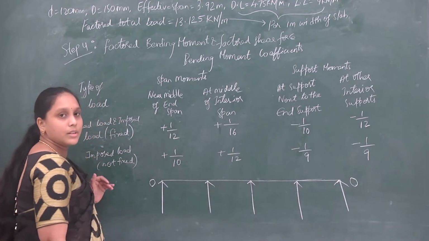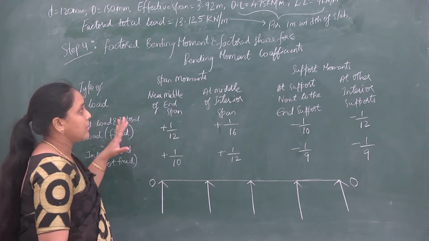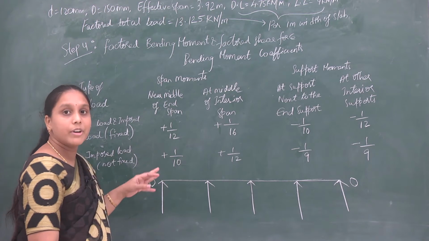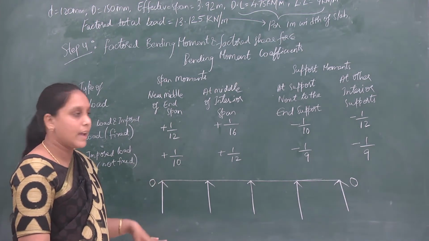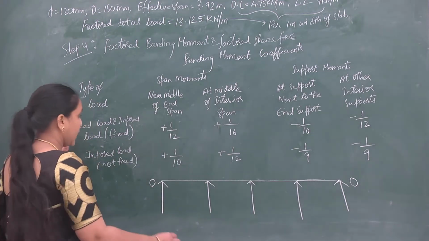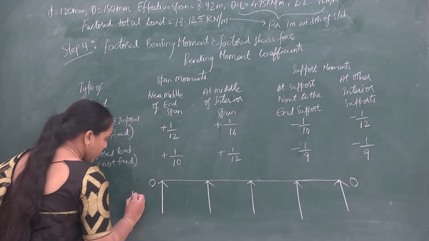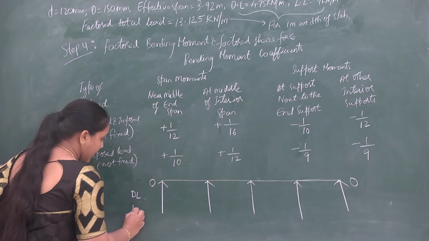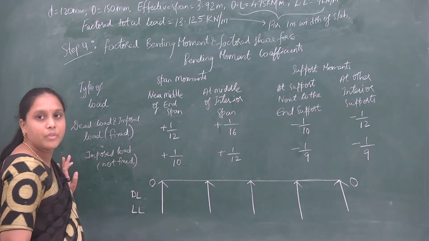Now let us write down the bending moment coefficients separately for dead load as well as live load, because the coefficients are not the same, they are different for dead load and live load.